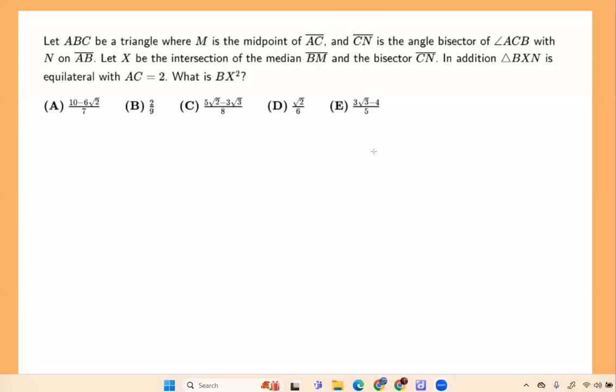Hello, everyone. So we have another AMC 12B problem. This was number 24, which is meant to be challenging. So we have a triangle. M is the midpoint of AC, CN is the angle bisector, and X is the intersection of the median and bisector. So it's already complicated when you just write those parts, right?